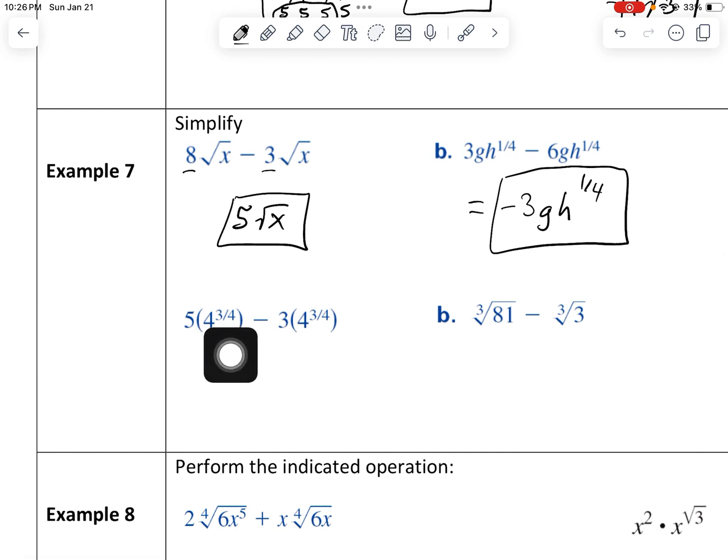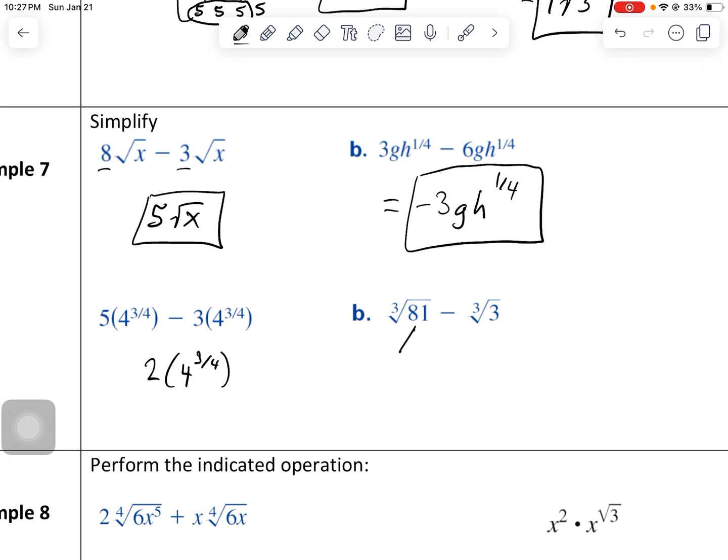This even works if you have the same term behind the 5 and the 3 in this instance, because this would be the same as having 5 times the 4th root of 4 to the 3rd power minus 3 times the 4th root of 4 to the 3rd power. We would have matching indices and a matching radicand in both, so that's why we don't even need to rewrite it. It's not a necessary step. Just subtract your coefficients. So it would be 2 times 4 to the 3/4 power.